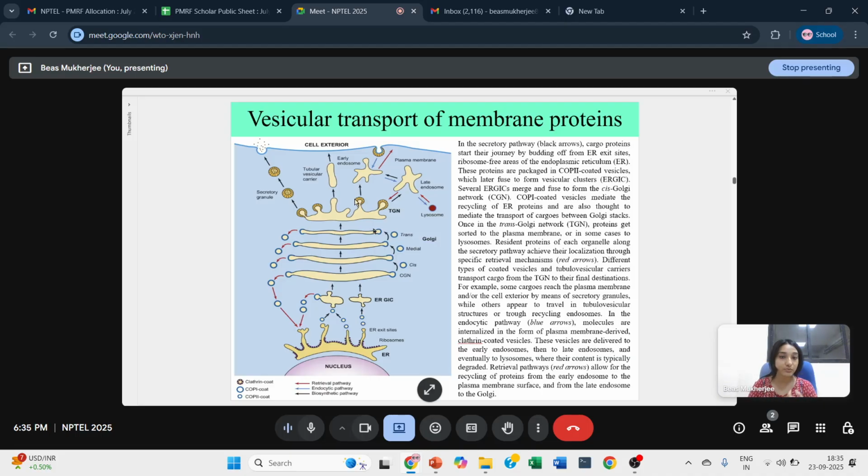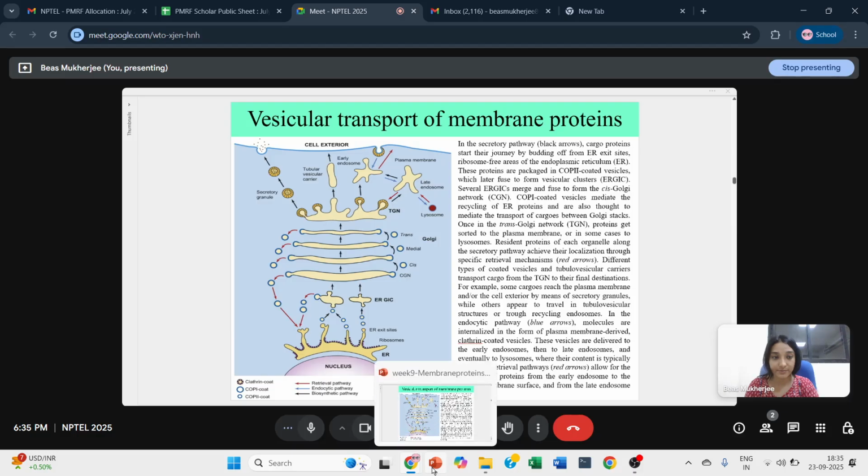So retrieval pathways shown by red arrows allow for the recycling of the protein from the early endosome to the plasma membrane surface and from the late endosome to the Golgi. So these can once again come back to the ER, go through the Golgi, and that is how the entire process happens. Okay.